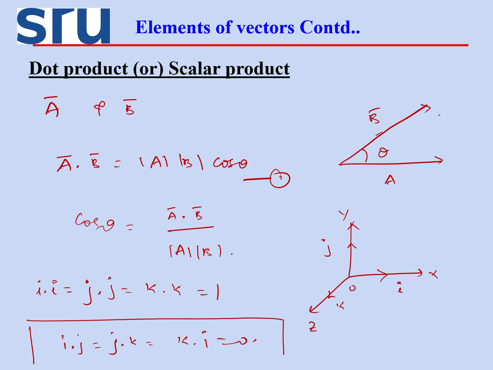So this is very, very important. Now i dot i, j dot j, k dot k is 1, and i dot j, j dot k, k dot i or i dot k is 0. So examples, the work done.